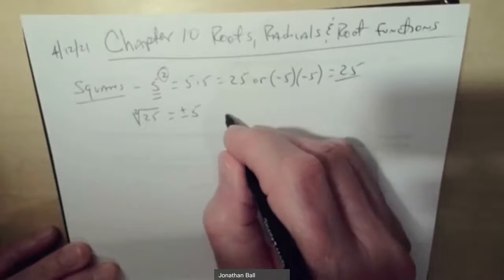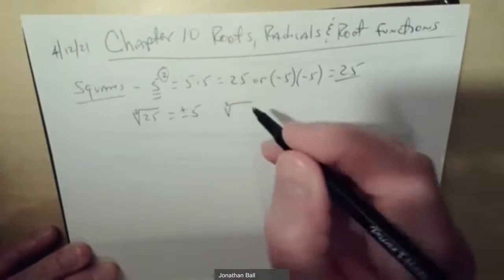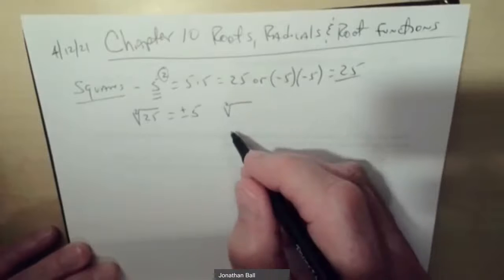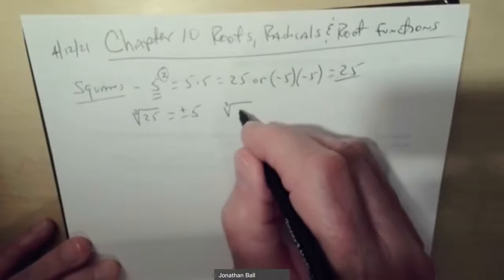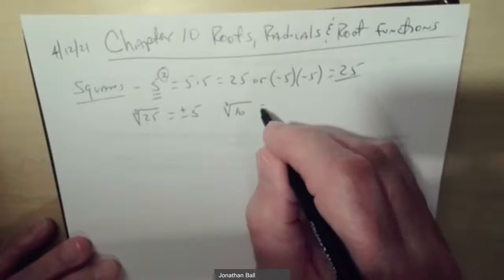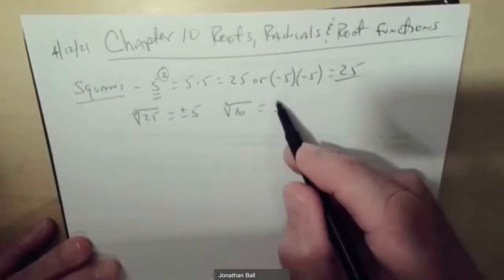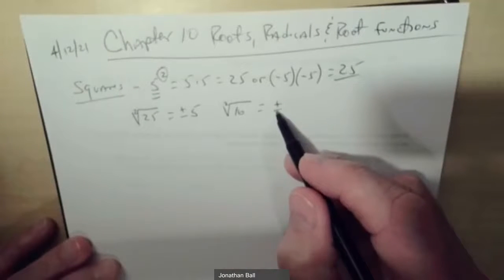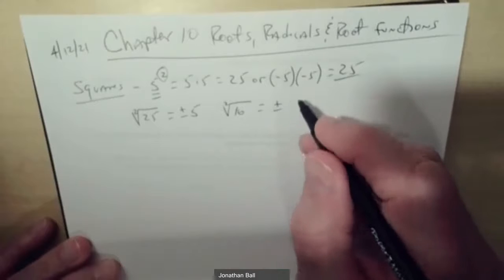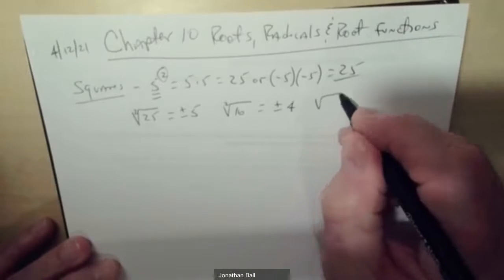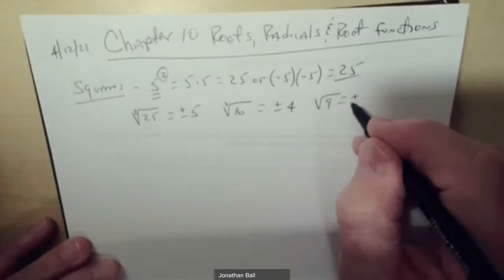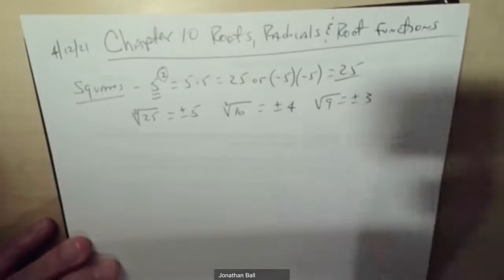Okay. What about the square root of, and again, that 2 is not going to be there. It's assumed to be a 2 if it's not there. The square root of 16 is plus or minus, this plus over top of the minus means plus or minus 4, right? And the square root of 9 is plus or minus 3, and so on.